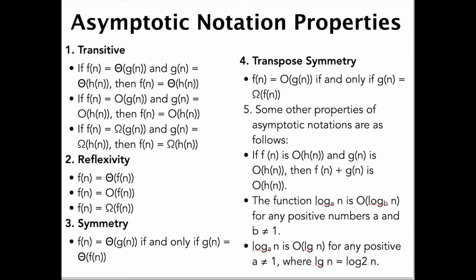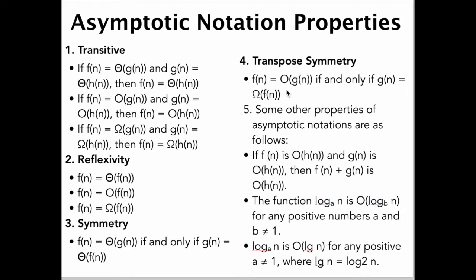Here are some important asymptotic notation properties. We have the transitivity. That is true for some f of n, g of n, and h of n. So, totoo siya for theta, O, and omega. For reflexivity, true din siya for the three different notations. And for symmetry, totoo lang siya for theta notation, not for O and omega. For transpose symmetry, magkabaliktaran si O notation and si omega notation. So, medyo mas mabilis mag-gets to because of the visual representation a while ago.